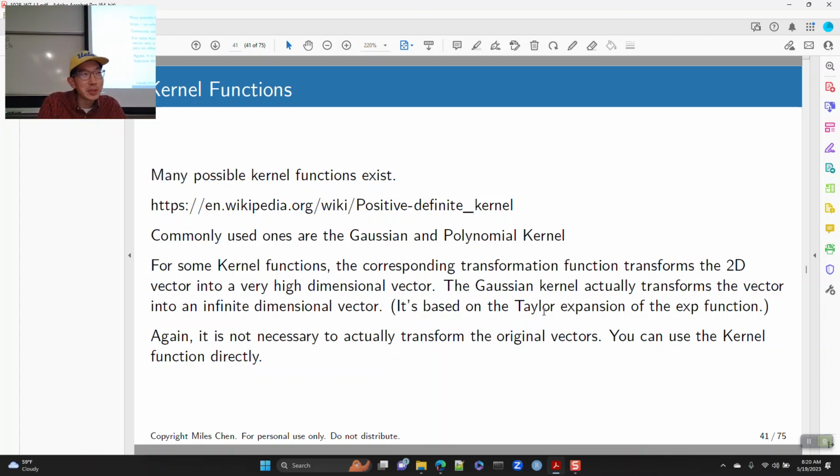The nice thing is we don't actually have to do this transformation. We're just going to use this kernel function directly. Okay, we use the kernel function directly.